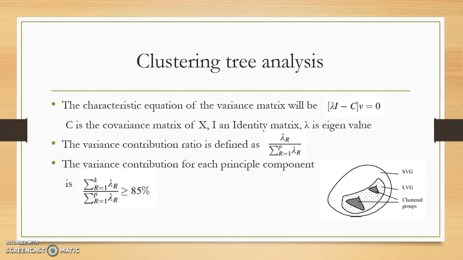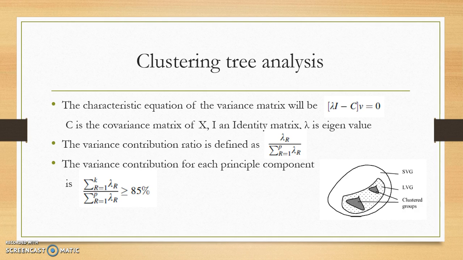So the characteristic equation of the variance matrix will be (lambda I minus C) times B equals 0, where C is the covariance matrix of X, I is an identity matrix, and lambda is an eigenvalue. The covariance contribution ratio is lambda R over the sum of R equals 1 to P of lambda R. The variance contribution for the principal components is the sum from R equals 1 to K of lambda R over the sum from R equals 1 to P of lambda R, which is greater than or equal to 85%.